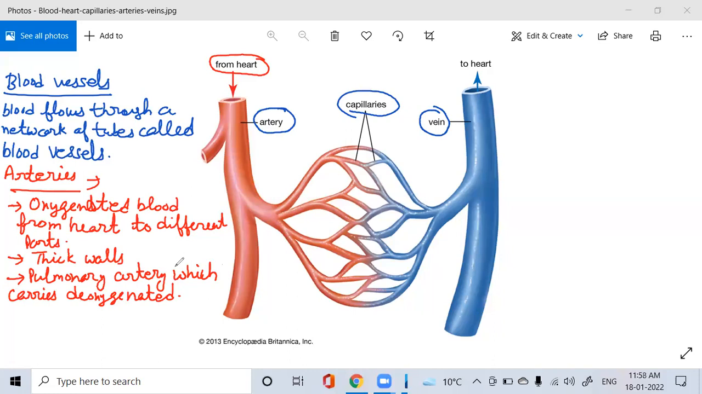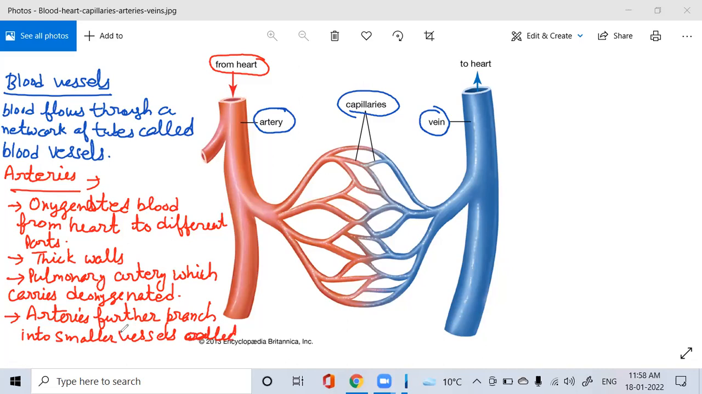So they have strong muscular walls, and these arteries further divide or branch into smaller vessels. What are these vessels called? They are called arterioles. Always remember, arterioles, very important. So this is about arteries.